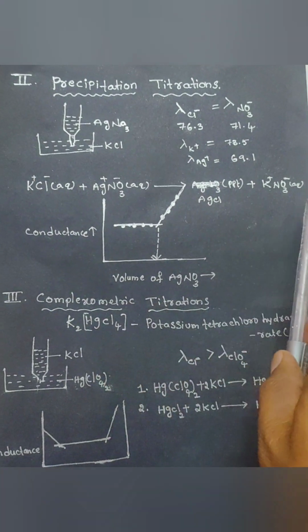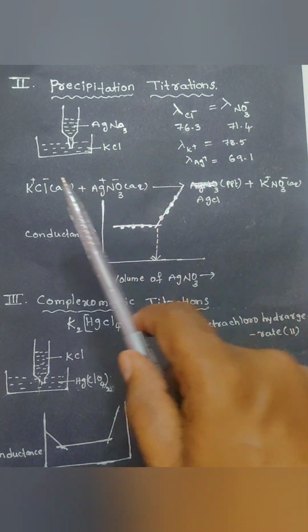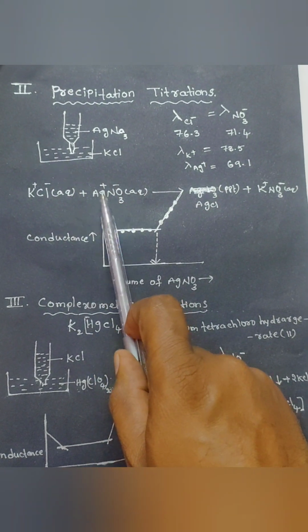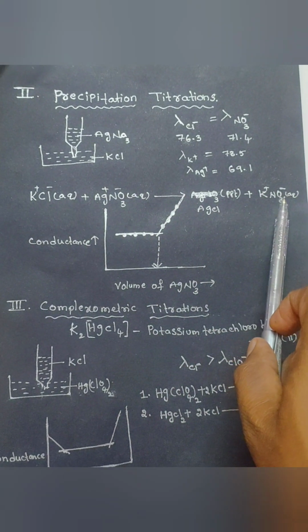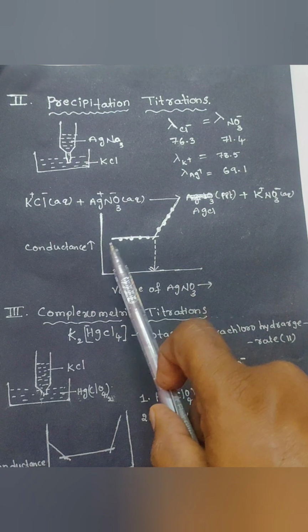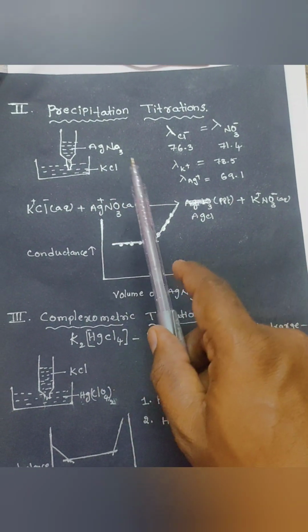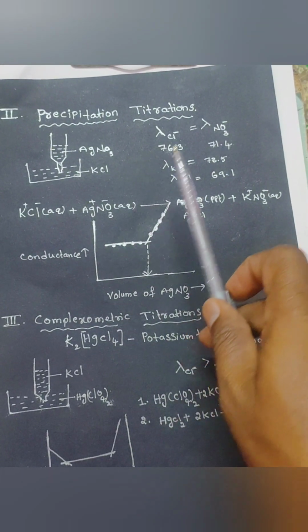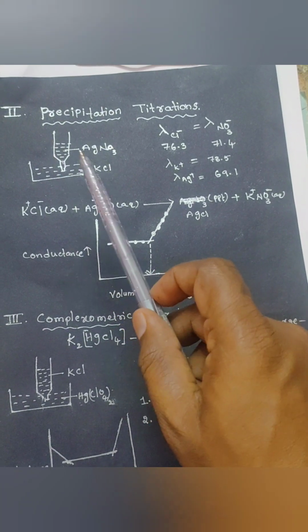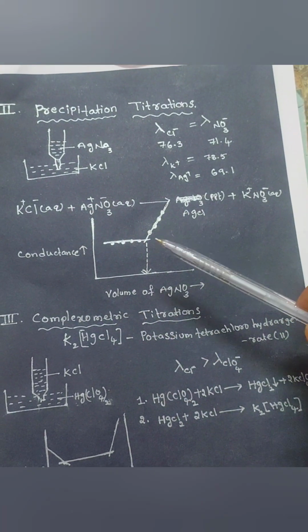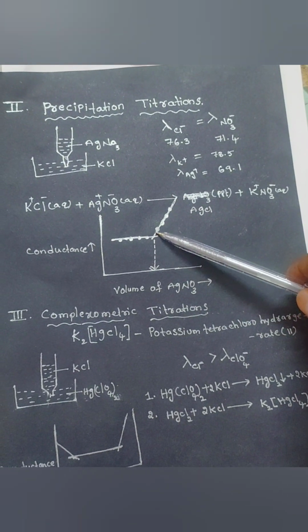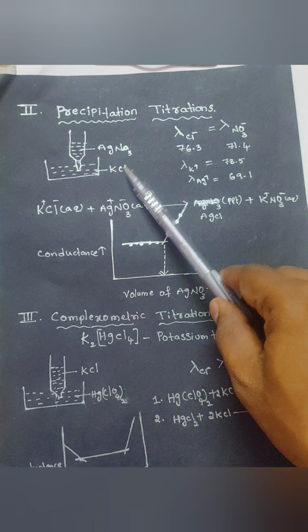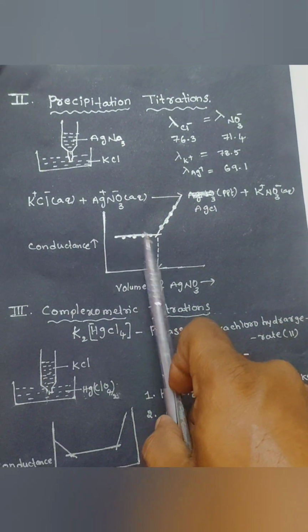So before and after the reaction, potassium ions are present, and here chloride ions are removed due to this reaction, but nitrate ions are added. So there will be not much change in the conductance or conductivity of the solution. As a result, up to the neutralization point, the conductance remains constant. But after the reaction is completed, silver ions remain in the solution, very free. So as a result, the conductance of the solution gradually increases. So in this type of precipitation titration, we get this type of graph.